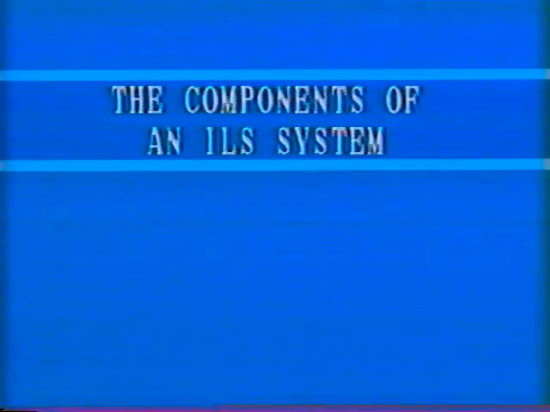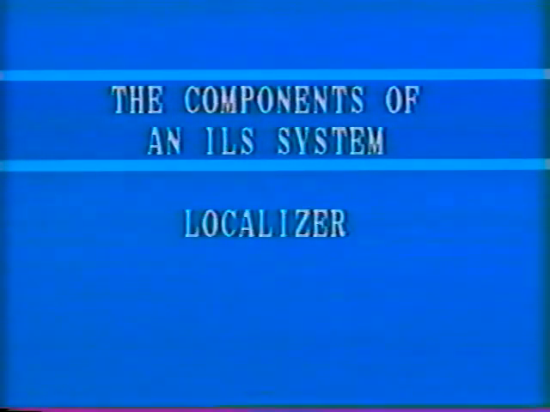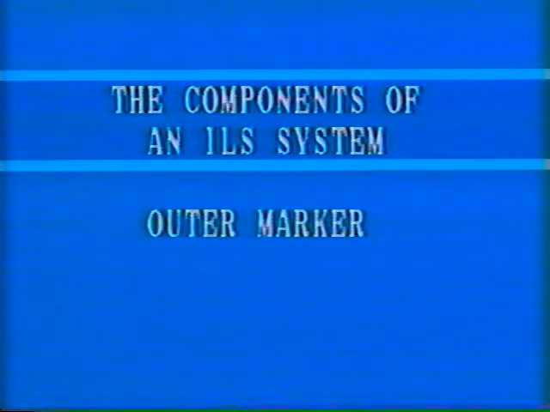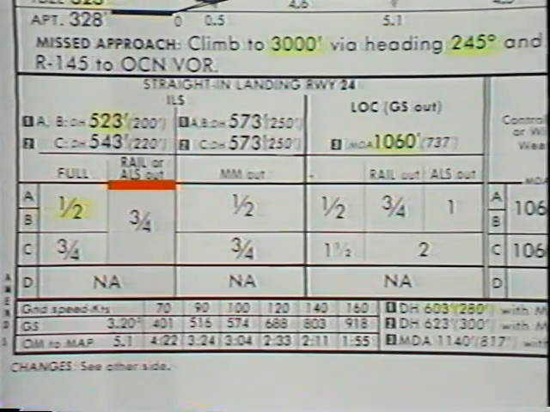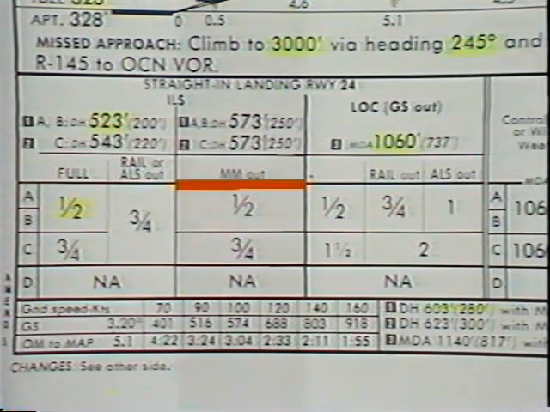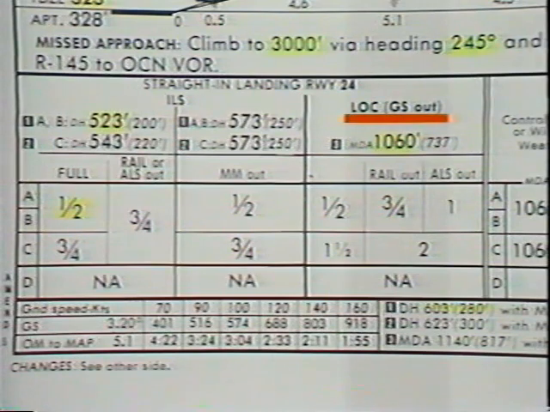Now, let's talk a little bit about the components of an ILS system. There are 5 components: the localizer, the glide slope, the outer marker, the middle marker, and the approach lights. And if any one of these is not operating, then probably the minimums will be raised. And of course, JEP shows you that at the bottom of the chart here, and NOS has a separate plate for that in the book to show you how much they do raise the minimums if any of these components are not operating.